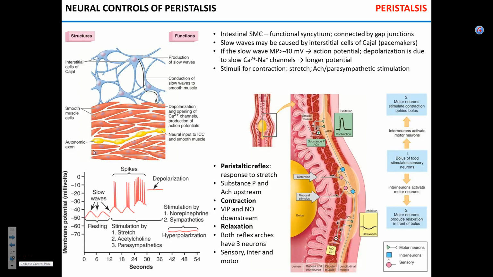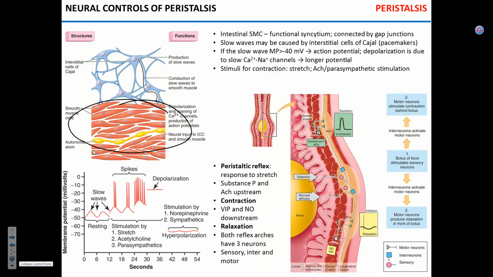Now, we're going to talk about neural controls of peristalsis, why there's movement in the intestines, and then we're going to go for a break. So, smooth muscles in the intestines are connected to each other. They work together. It's the functional syncytium. That makes sense?